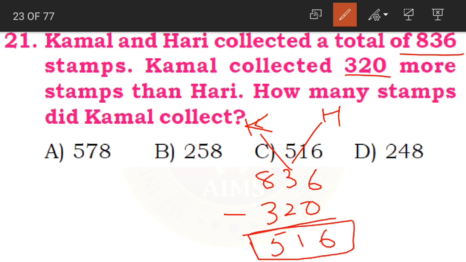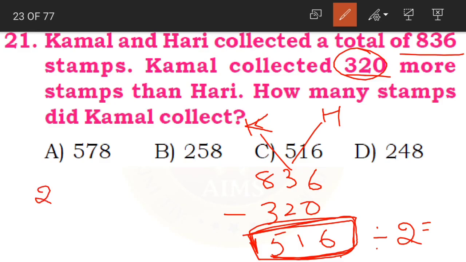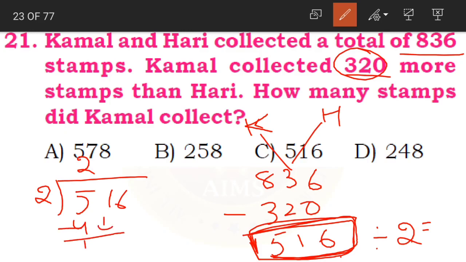Now if I take out these extra stamps that Kamal has, this when divided by 2 will be equal to the stamps that Kamal and Hari have equally. Okay. Now this is 516. Let us divide it by 2. 2 2s are 4, minus 1. 1 comes down. 2 5s are 10. Now minus 1, 6. 2 8s are 16. Yes. So 258 is our answer.